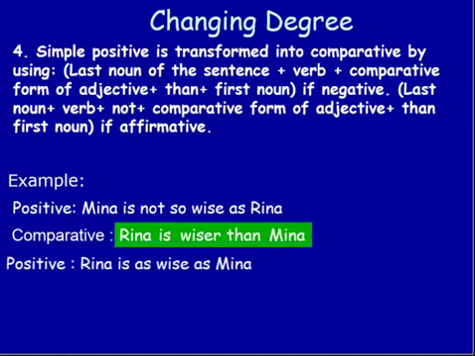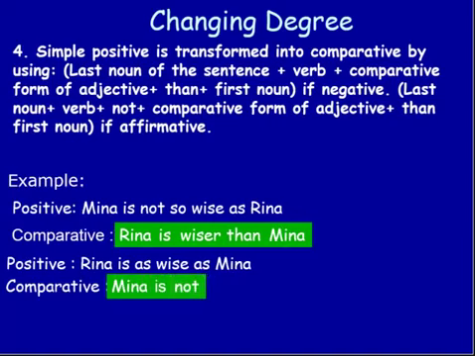Look at another example. Rina is as wise as Mina. This one is positive degree, and here it is affirmative. We will have to transform it into the negative comparative. Look, the last noun we will have to write first, Mina. Then we will have to use the verb. After that we will have to use not, because the positive degree is affirmative, so we will have to transform it into the negative. Then we will have to write the comparative form of the adjective. After that you will have to use than. After that you will have to write the first noun. Then it will be transformed from positive to comparative. Mina is not wiser than Rina.